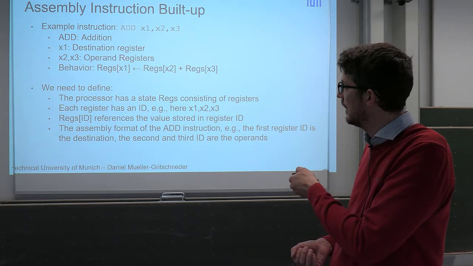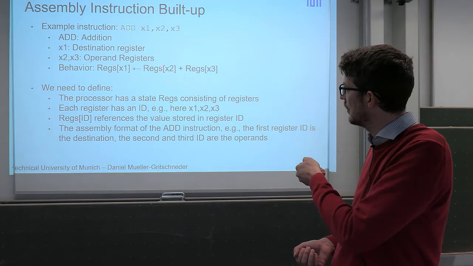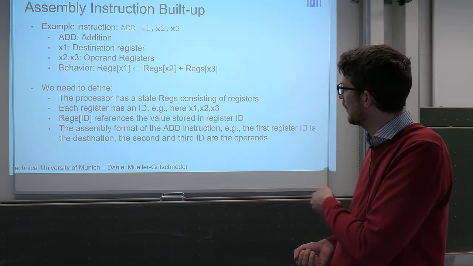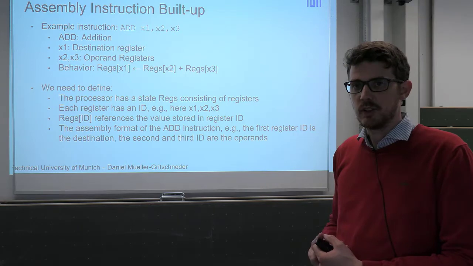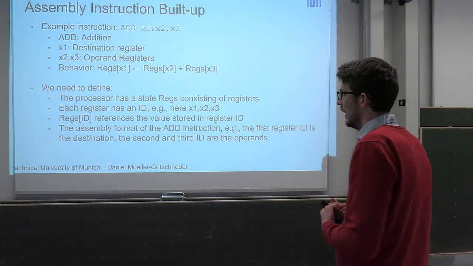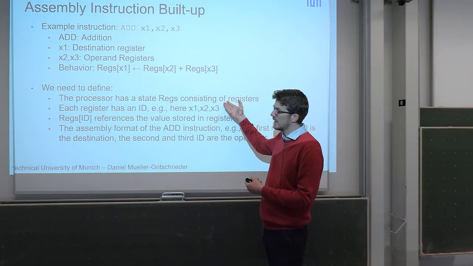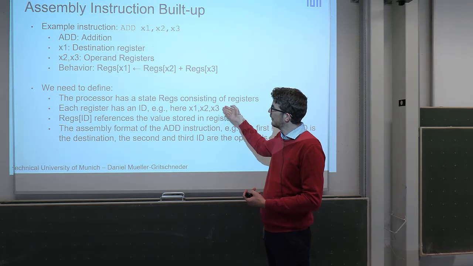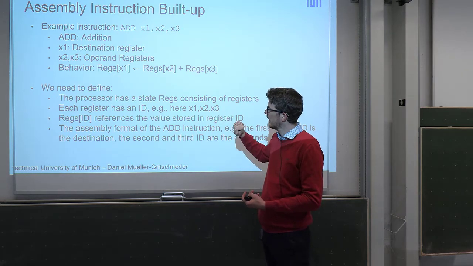So the behavior would be, if you execute this instruction, you read the value which is in register x2, you read the value which is in register x3, you sum them up, and then you write the result back to register x1. In order to define such a behavior, we have to know what states we can modify. These are the registers of the processor, and this we have to define in the ISA. We have to define the IDs, so how we can address these different states, in this case x1, x2, x3.